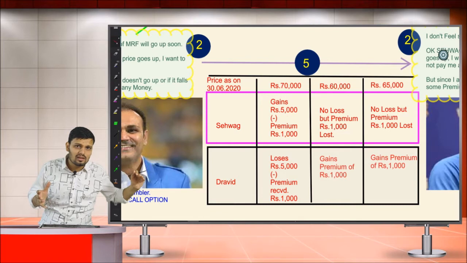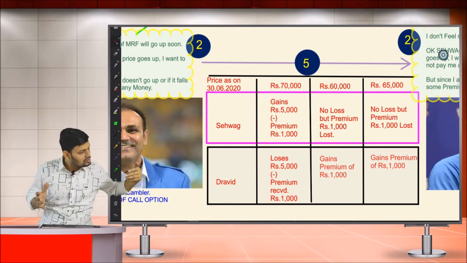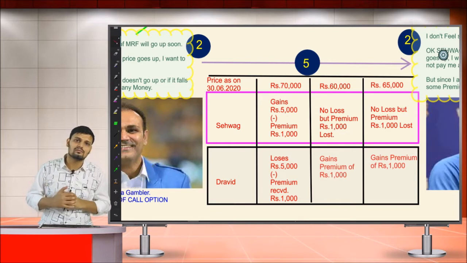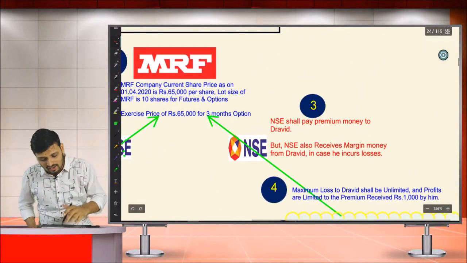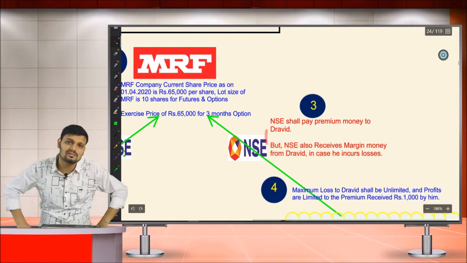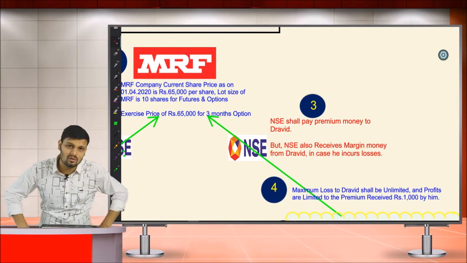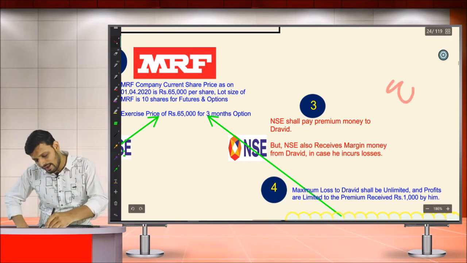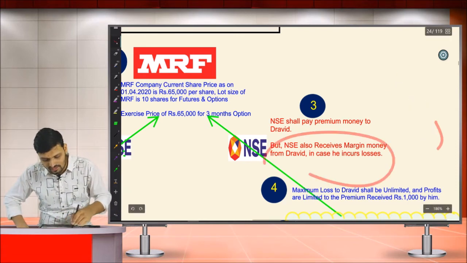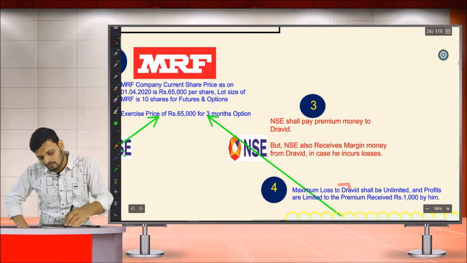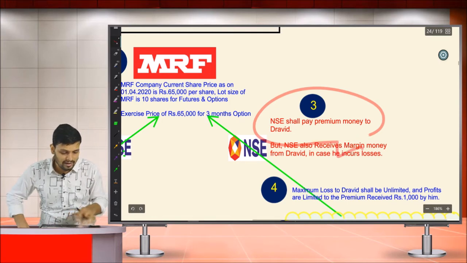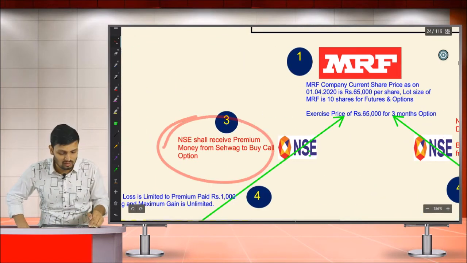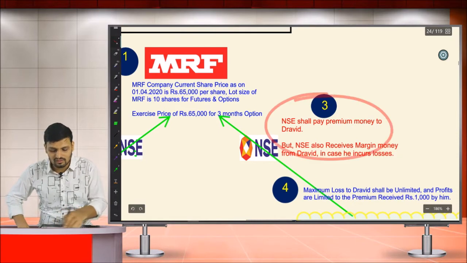95,000 is now available in Dravid's margin account. This will be given back to Dravid along with the 1,000 of premium which was earlier deposited into Dravid's margin account, or let's say trading account, initially. So, when Dravid deposited 1 lakh as margin money, initially 1,000 was already credited to Dravid. How did they credit that? By getting it from Sehwag. So Sehwag will pay 1,000, Dravid will receive 1,000.